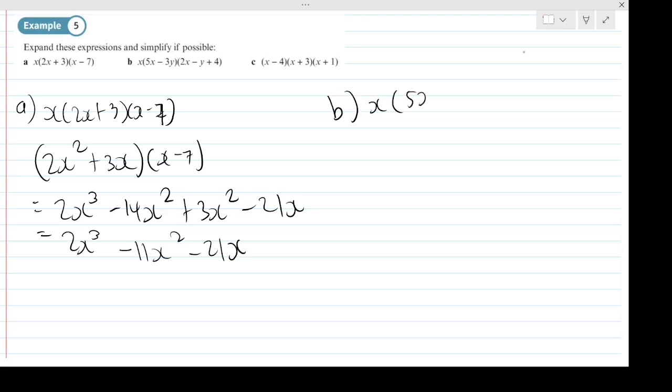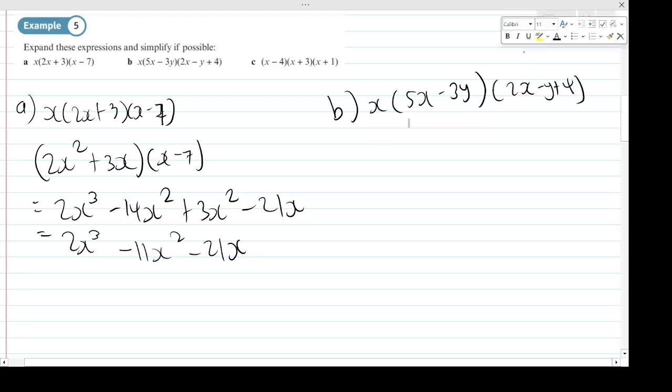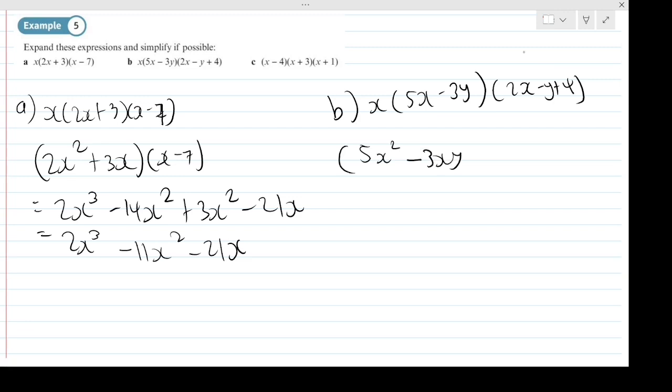Part B, let's do here. Again, we have x, lots of 5x minus 3y, 2x minus y plus 4. Again, let's still focus on the first two brackets first, the first two products. So this is going to be, firstly, x times every term in the other bracket. So x times 5x is 5x squared. And then x times minus 3y is going to be minus 3xy. And then we're going to times by the other bracket. So 2x minus y plus 4.